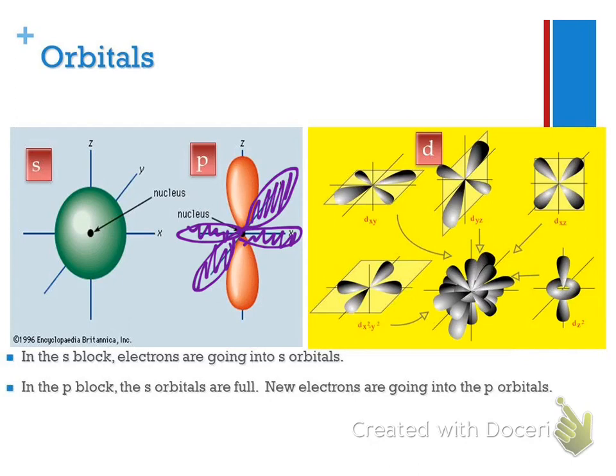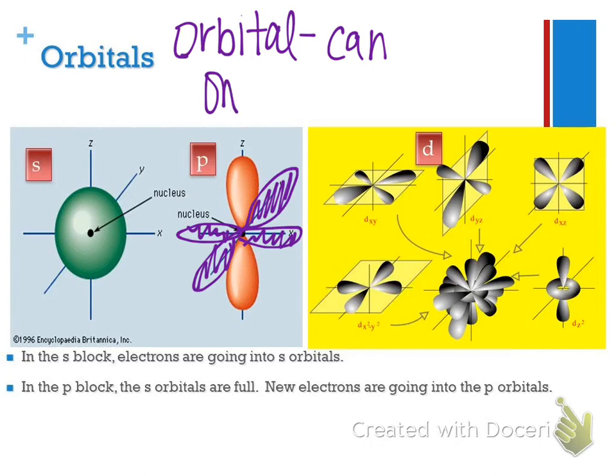In the S block, or the S orbitals, if this is full, how many electrons can it hold? Right here, let's say 2s, second row, S block. How many can that hold? Just 2 electrons. So the rule for an orbital, any orbital, is that it can only hold 2 electrons.